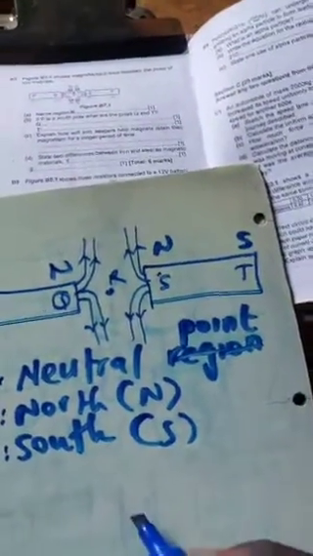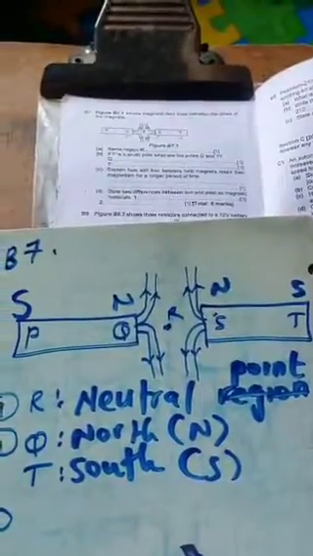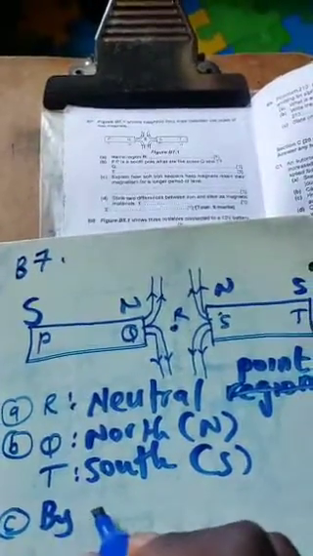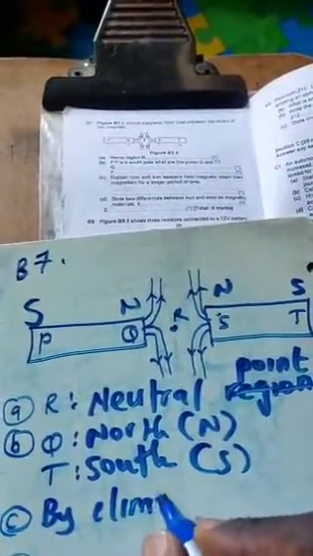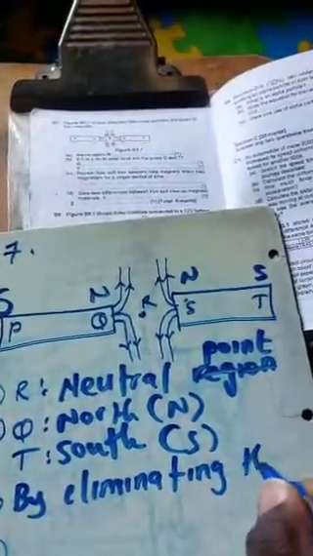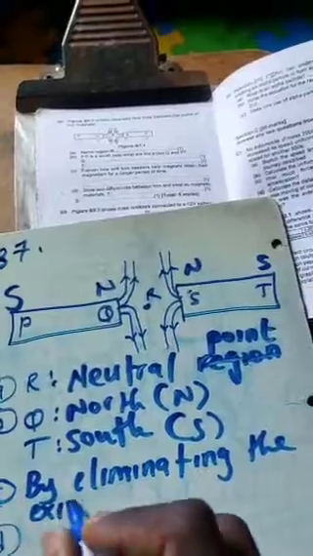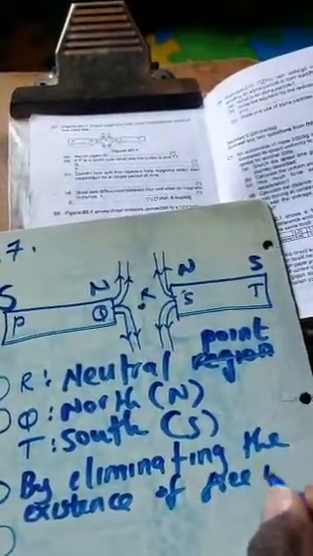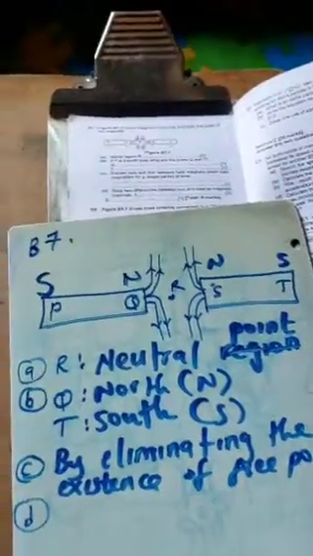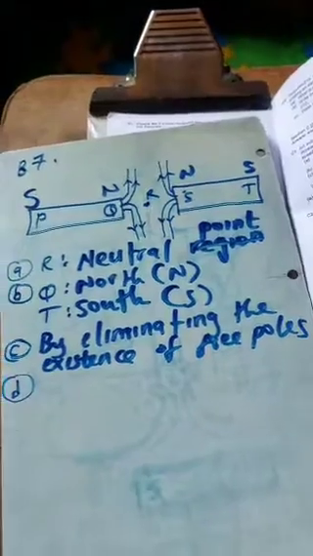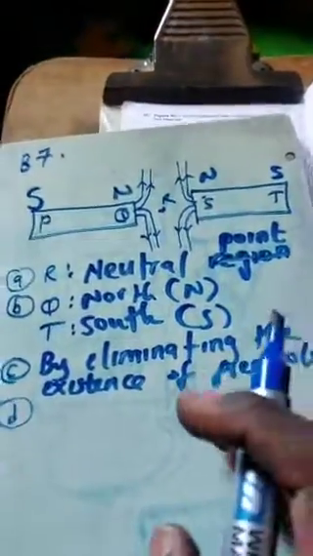On C. Explain how soft iron keepers help magnets to retain their magnetism for a longer period of time. They do this by, I talked about this, eliminating the existence of free poles. So they are placed at the ends of a magnet and then they eliminate the existence of free poles. That is how they do it.